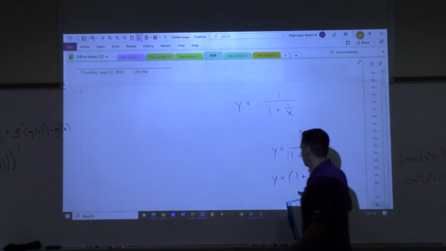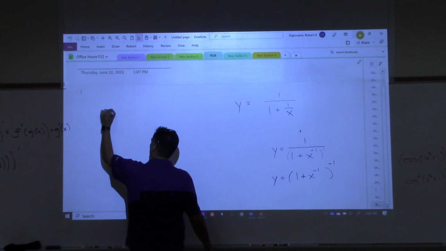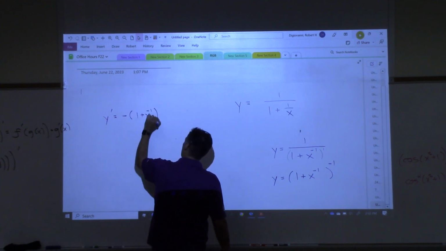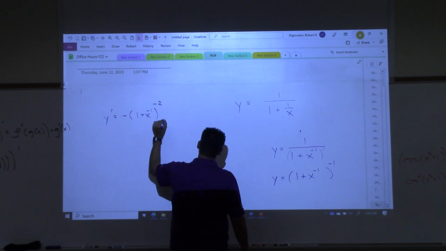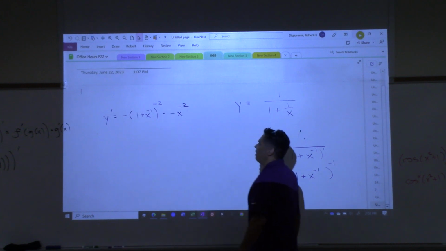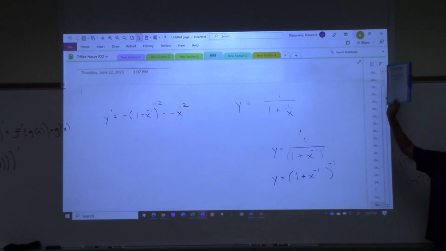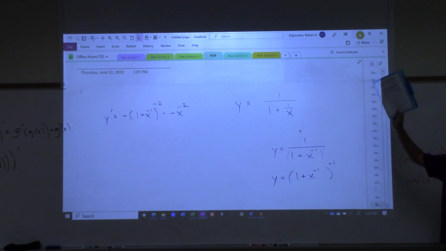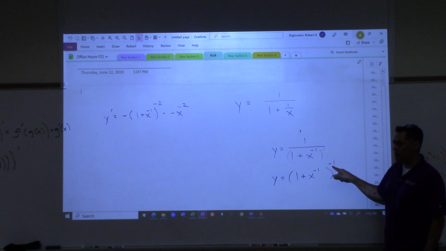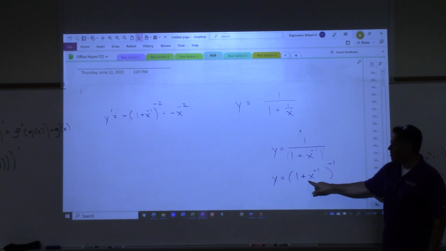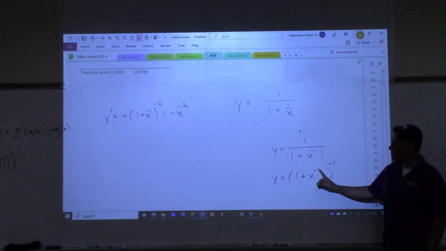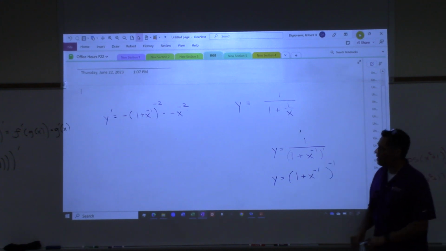Okay, so tell me kind of what you got here. Negative, in parentheses, 1 plus x to the negative 1, in parentheses, to the negative 2, times negative x to the negative 2. Good. All right, what do y'all think? Agree? Disagree? Agree? Good. Negative 1 came out. Subtract 1 from that power, it becomes negative 2. Take the derivative of what's inside. Derivative of 1? 0, plus the derivative of this. Again, bring the negative 1 out, x to the negative 2.